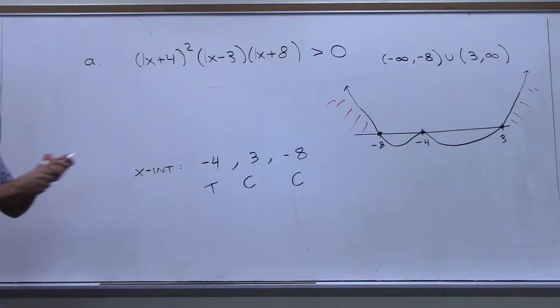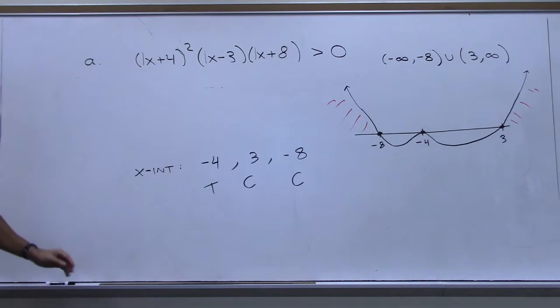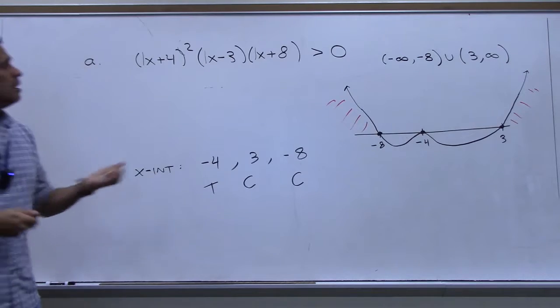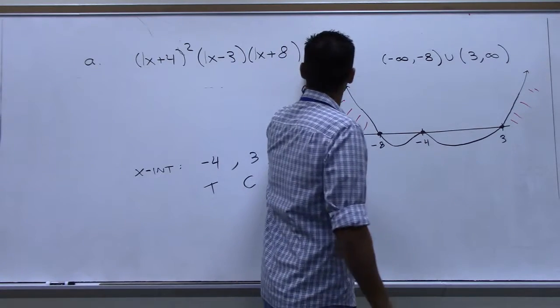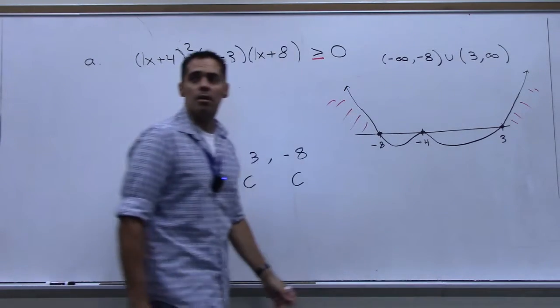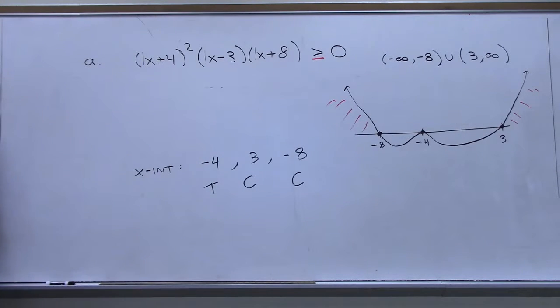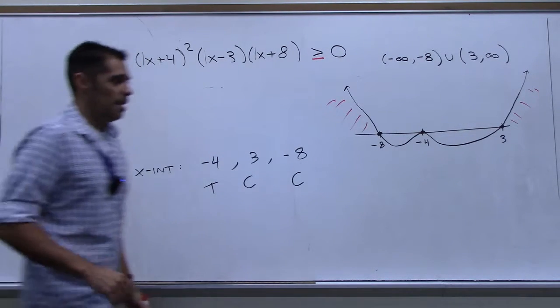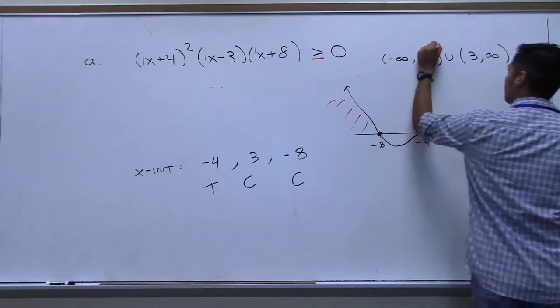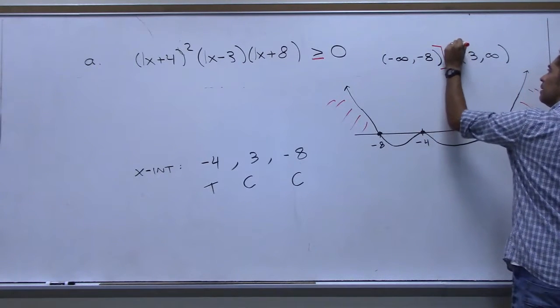Okay, I want to do one more thing on this. What would happen to your answer if I had changed this to this type of inequality where you do include 0? Okay, brackets, everyone agree? Yes. This will become a bracket.